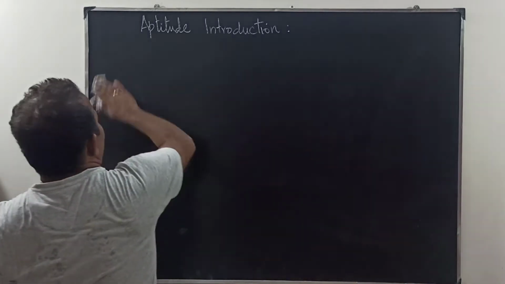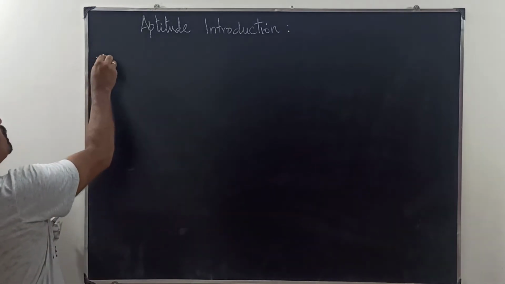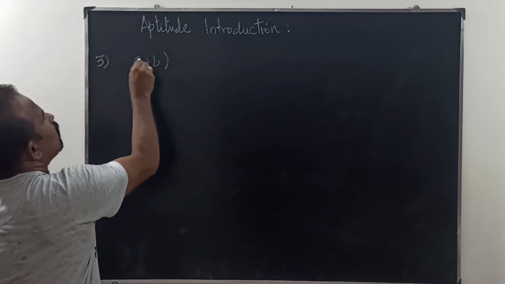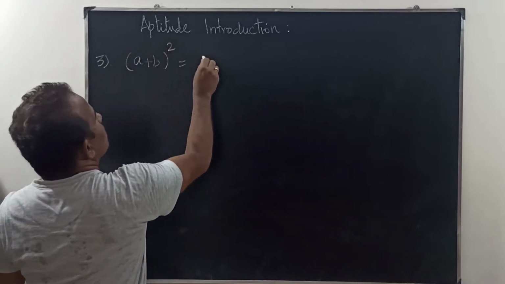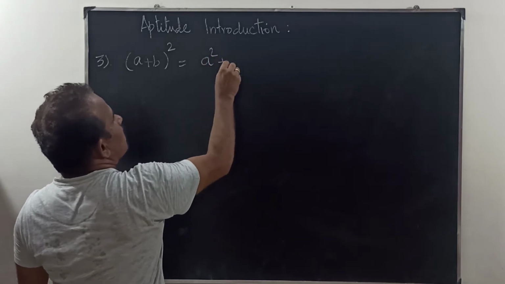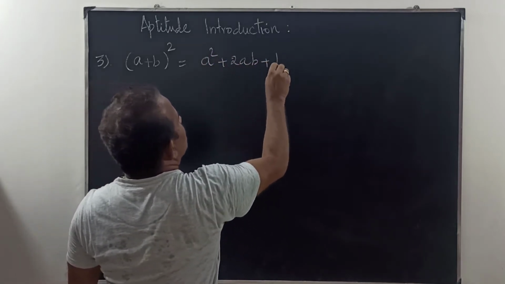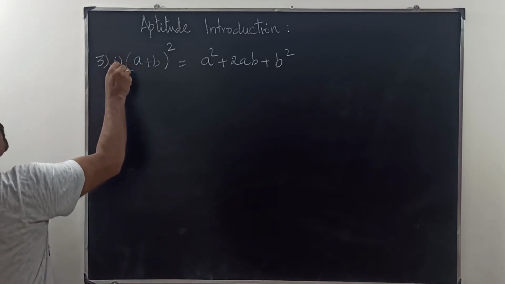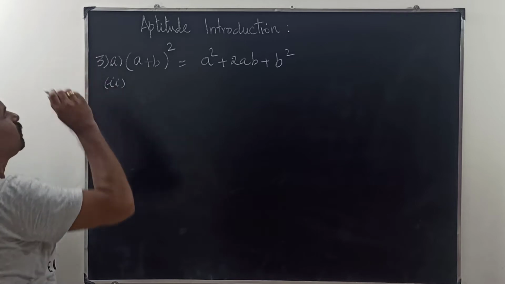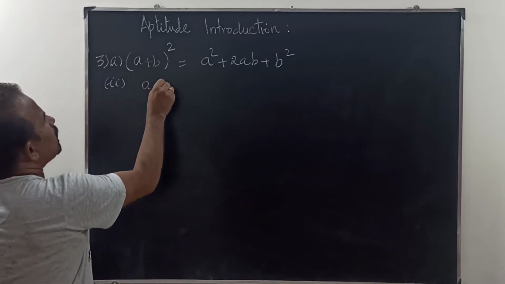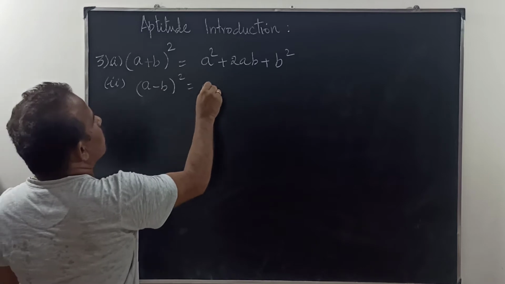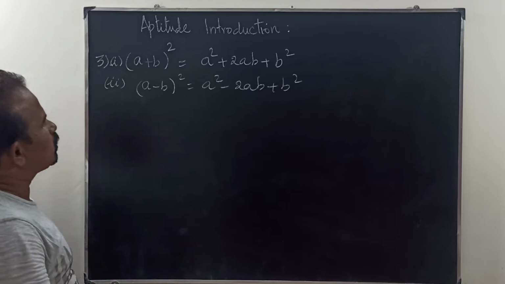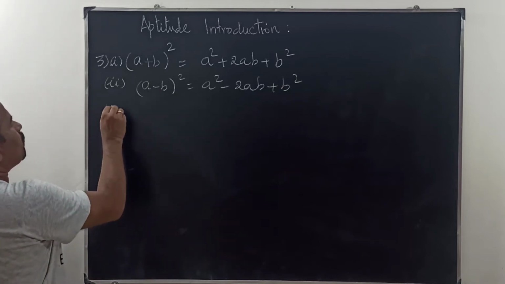Then some algebraic formulas. Number 3. Formula 1: a plus b the whole squared is equal to a squared plus 2ab plus b squared. Formula 2: a minus b the whole squared is equal to a squared minus 2ab plus b squared.